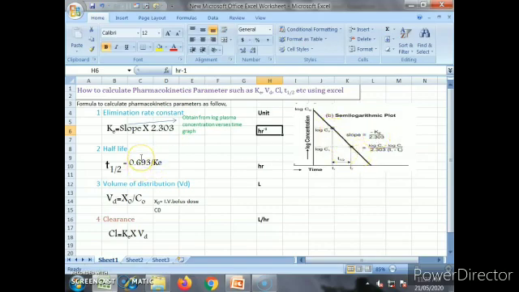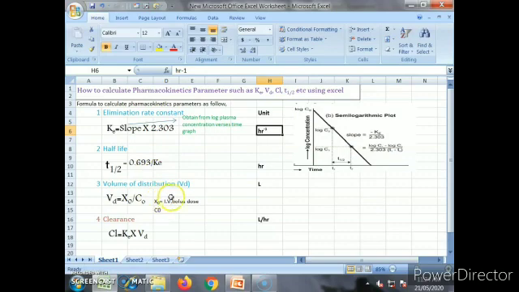Next parameter is the half life. Half life is calculated by T half is equal to 0.693 divided by Ke. After determining the Ke, we can put this Ke value in this equation and we can calculate the T half.